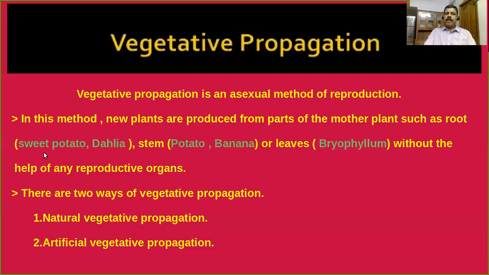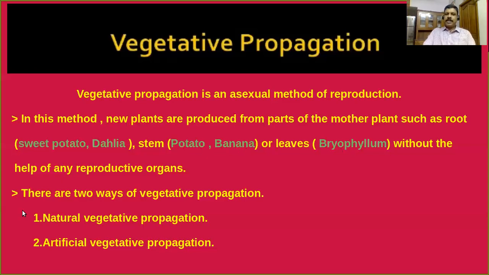For example, the sweet potato and dahlia develop from the root of the parent plant. Some plants develop from the stem of the parent plant, for example, potato, banana, etc. In the case of Bryophyllum, as you know, the new plants are produced from the leaves or stem.